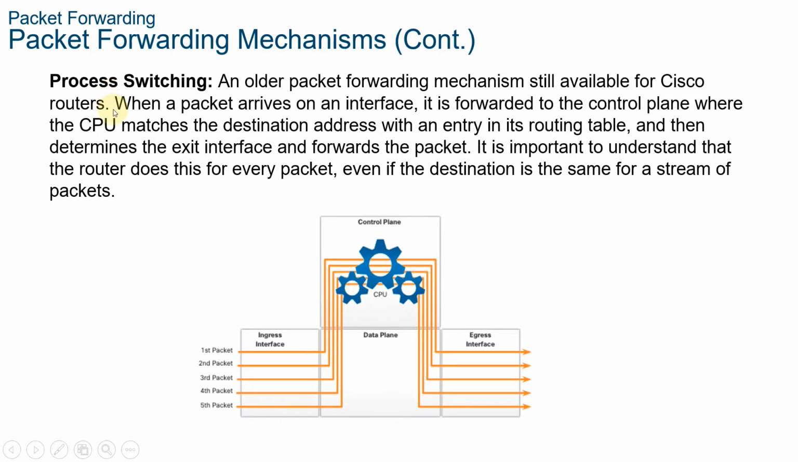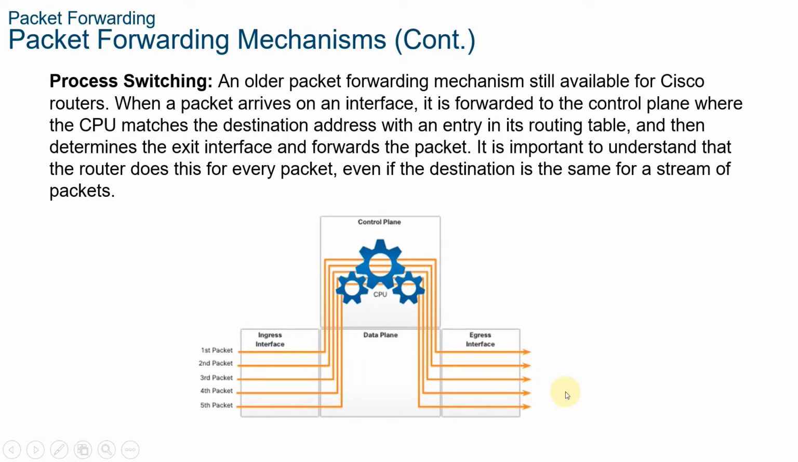So process switching is an older packet forwarding mechanism still available for Cisco routers. When a packet arrives on the interface, it is forwarded to the control plane where the CPU matches the destination address with an entry in its routing table, and then determines the exit interface and forwards the packet to the exit or egress interface.